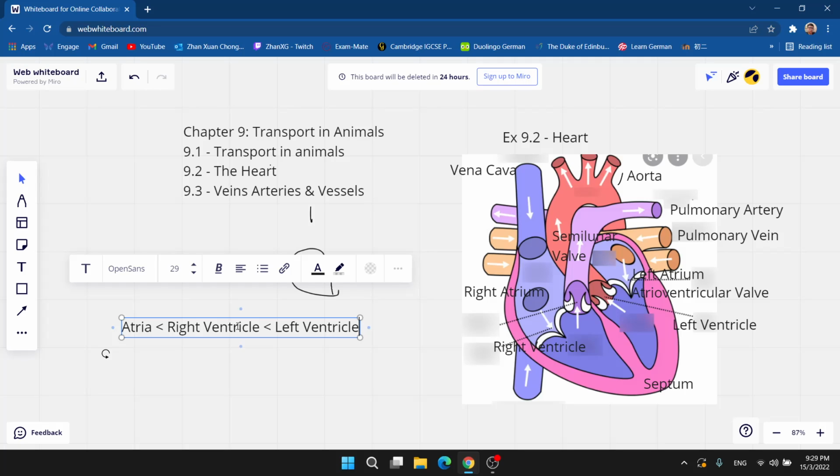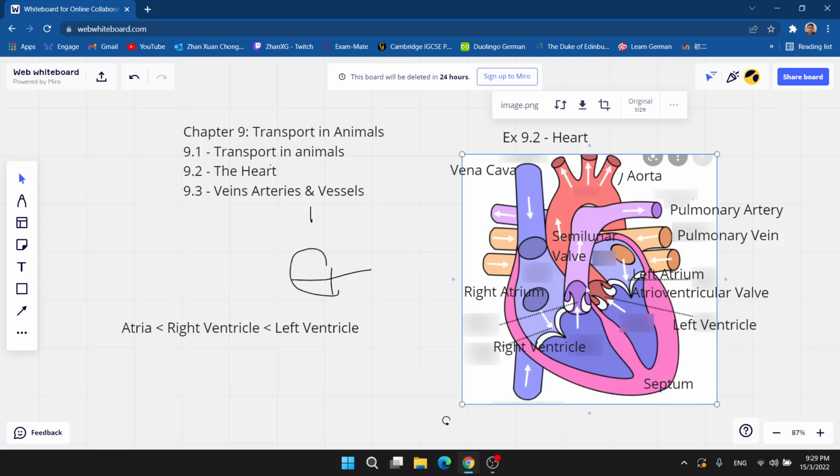So this is the heart. And then a bit on the ECG, all these. That is the exercise on heart rate.